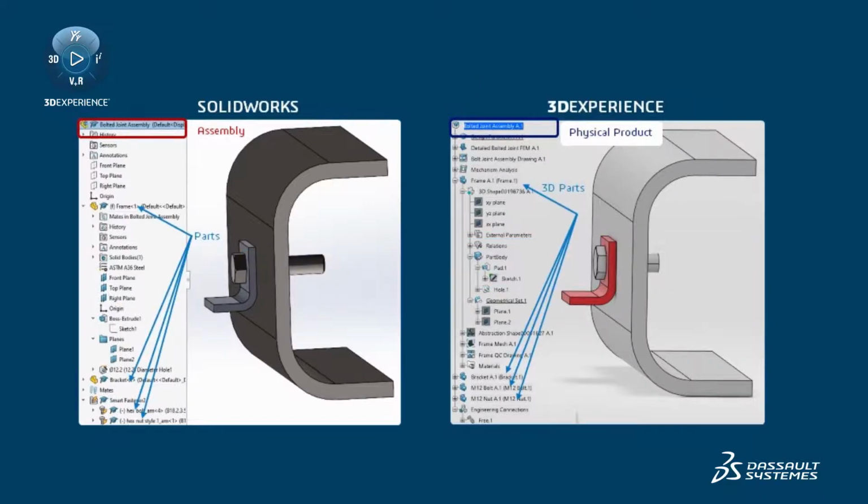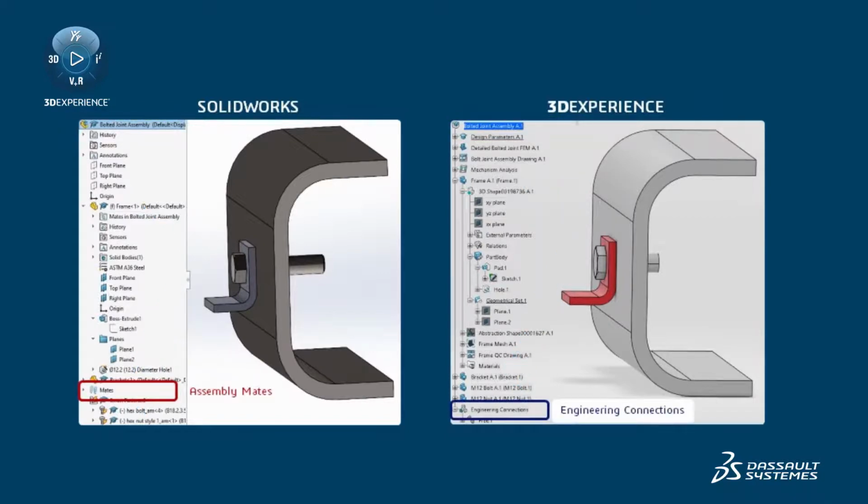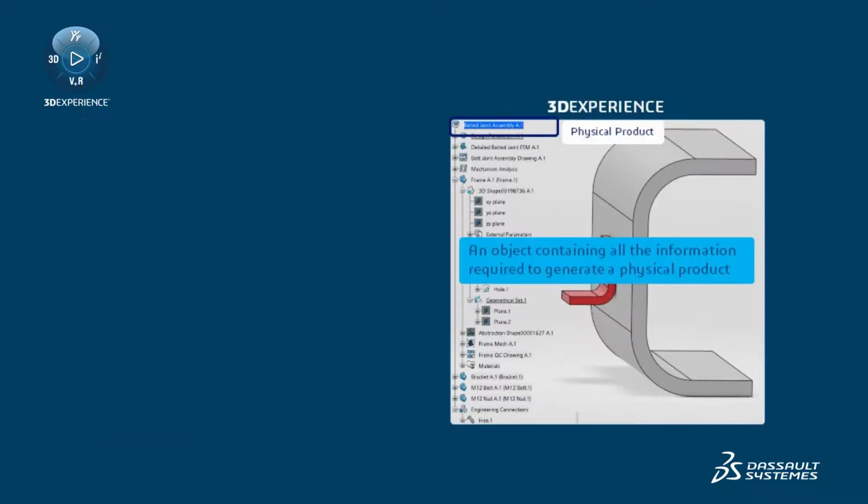The physical product includes the 3D parts associated with our device, and engineering connections that define how the parts are arranged in space. Engineering connections are similar to the assembly mates in SOLIDWORKS. To produce the physical assembly of something like our load transfer device, we require many other objects. 3DEXPERIENCE creates an associative link between these other objects and the physical product.